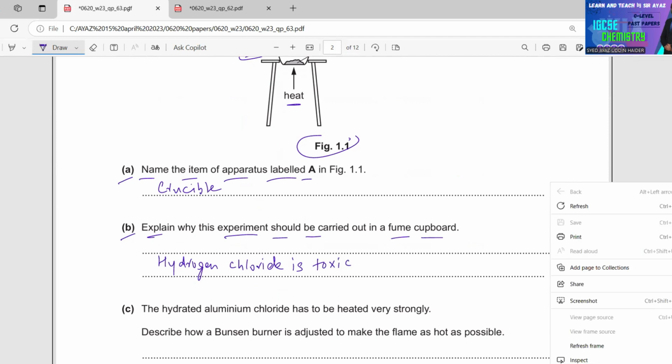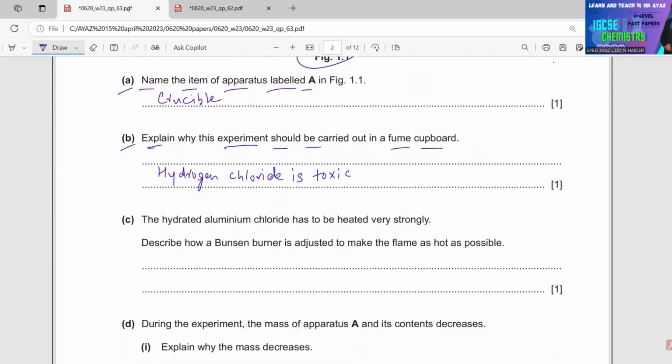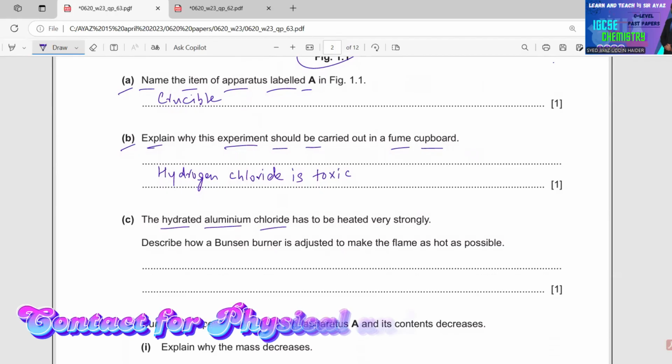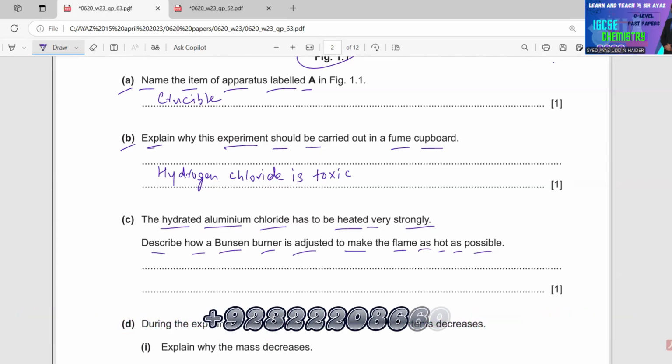Part C. The hydrated aluminum chloride has to be heated very strongly. Describe how a Bunsen burner is adjusted to make the flame as hot as possible. Which means you must have maximum supply of oxygen present in the air. So you must have air hole fully open.